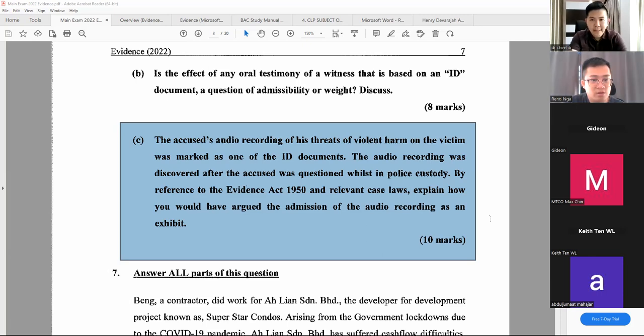Okay, then how do we go about answering part C? For part C, you guys give me some time. Let me figure it out and do some reading on the case law. Then I will come back to you. Because my understanding, based on evidence, is that we don't have audio recording. And it's not part of the syllabus, so I honestly don't know how to answer. I need some time to read the case law, then we come back.